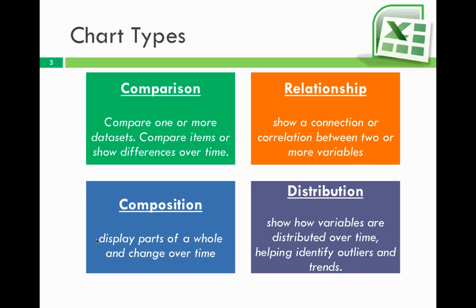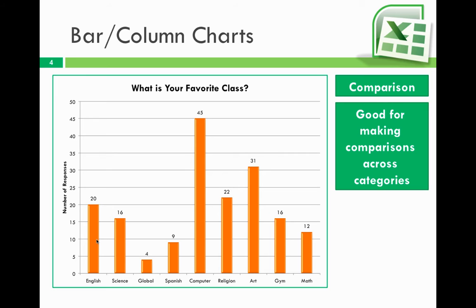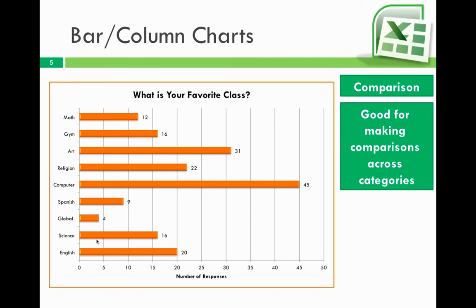So these are the four major types of charts we're going to look at, and now I want to look at the format of the chart, the kind of chart we can use to represent this data. The first type of chart is a bar chart and a column chart. They're basically the same thing. This is a column chart, and this is a bar chart here. It really just depends on how you want to show the data.